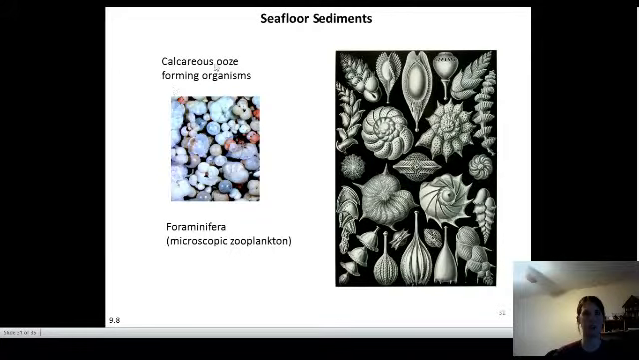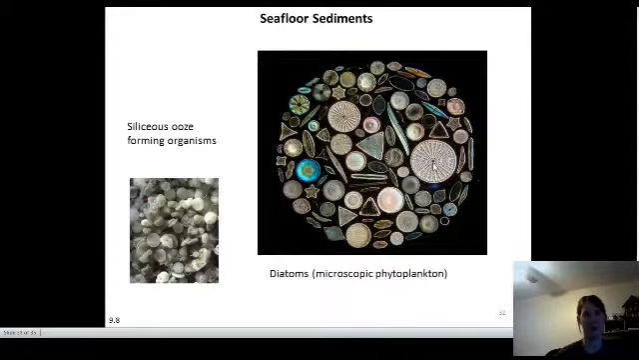So this is just a calcareous ooze. This is formed from what are called foraminifera, or microscopic zooplankton. And then you get siliceous ooze-forming organisms, which are diatoms, or microscopic phytoplankton.